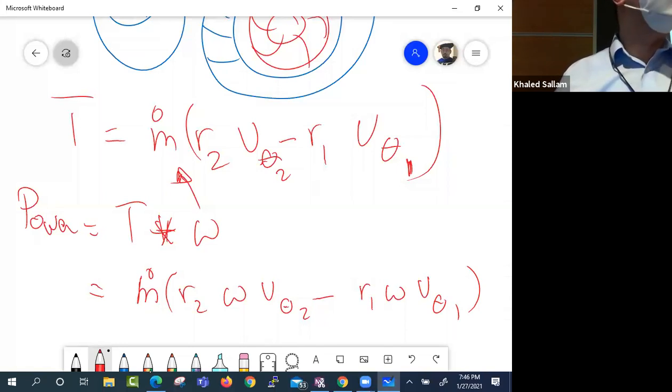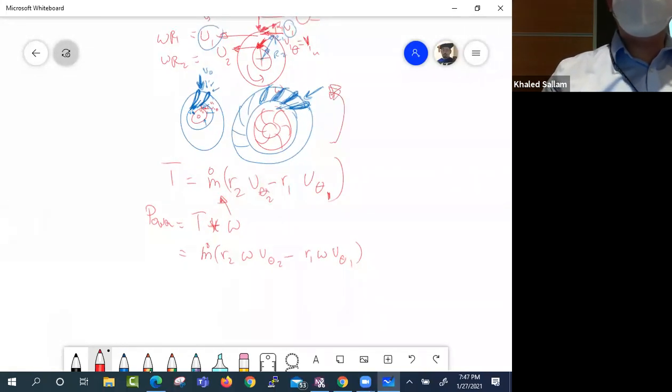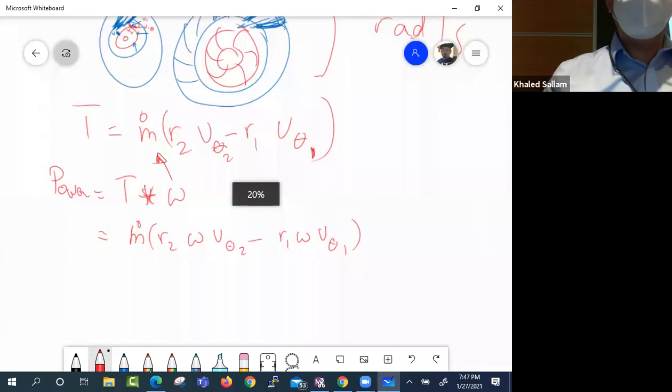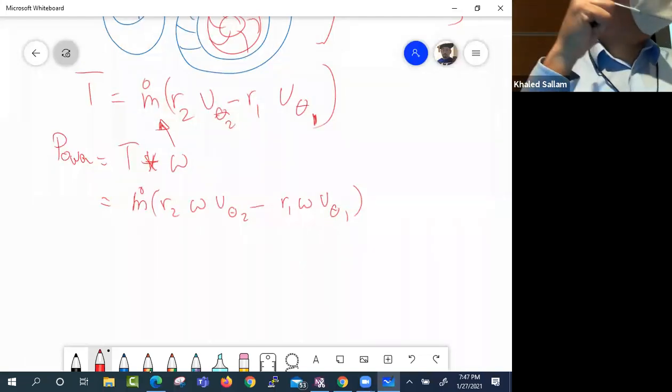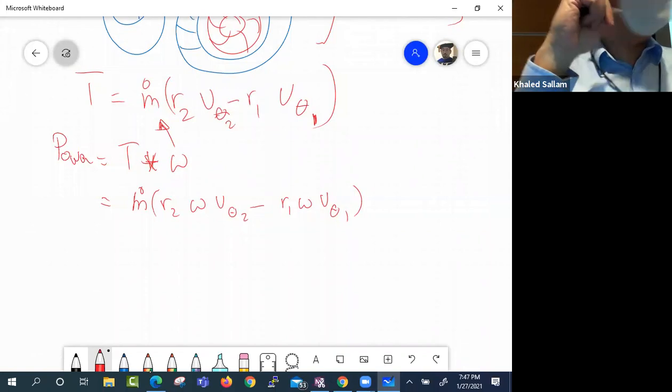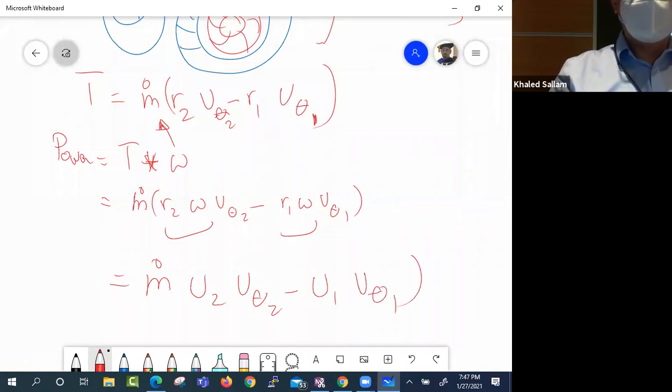Do we call it omega 1 and omega 2? Excellent. Omega is the same. Omega is the RPM of this thing, and actually we use radian per second. There's no such thing as omega 1 and omega 2. But there is something like U1 and U2. So although it's the same omega, you combine those two together and you combine those two together and you get U2 V theta 2 minus U1 V theta 1. Okay?